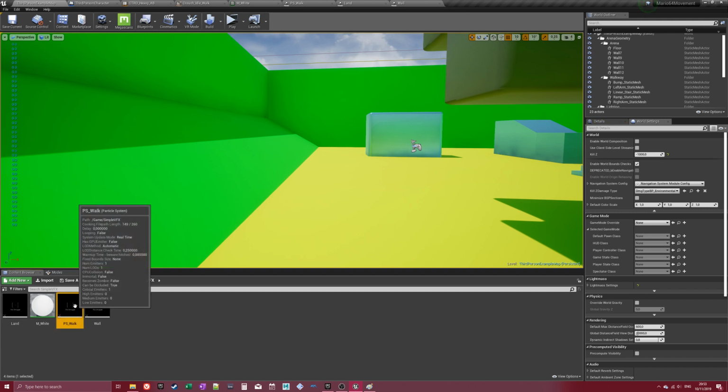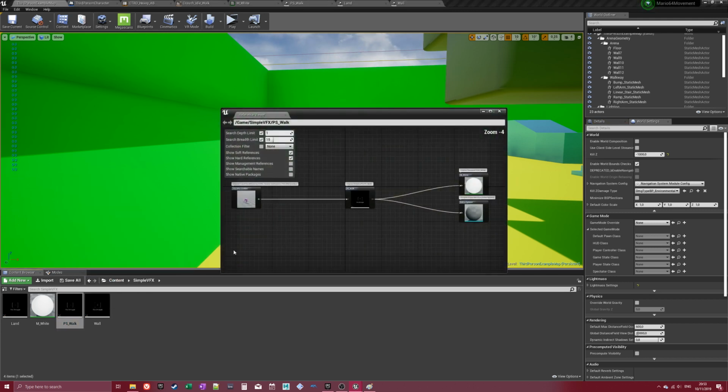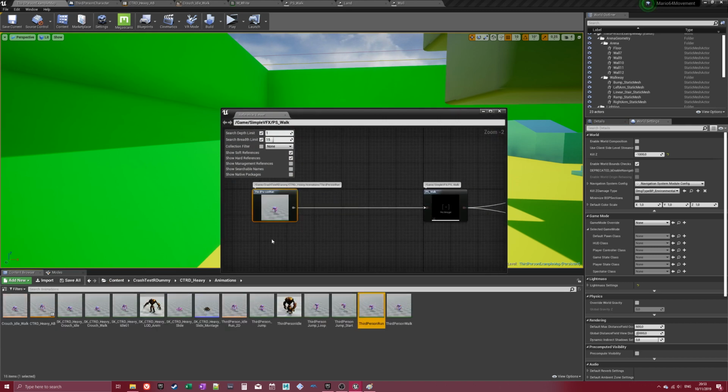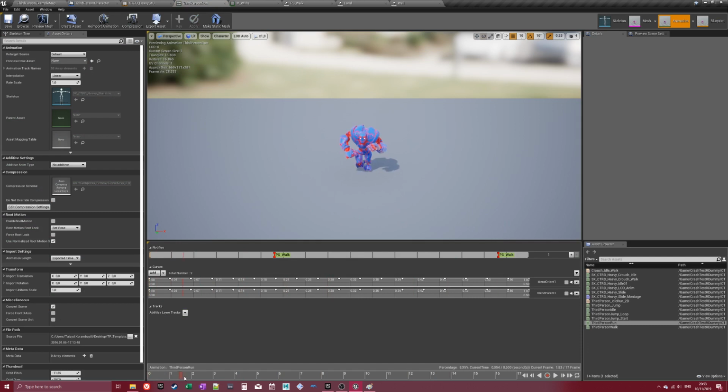Let me see how I spawn it. Ah, okay, of course. Yeah, it's just notifies for particles. Easy peasy.